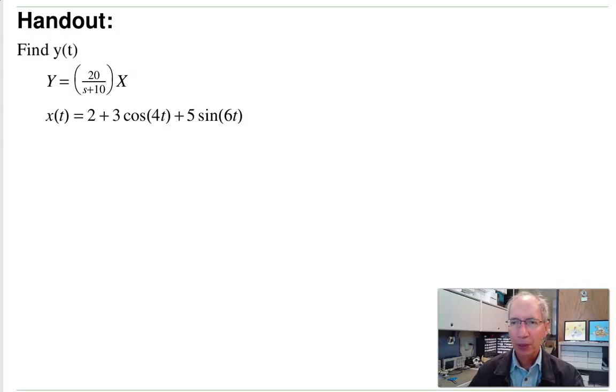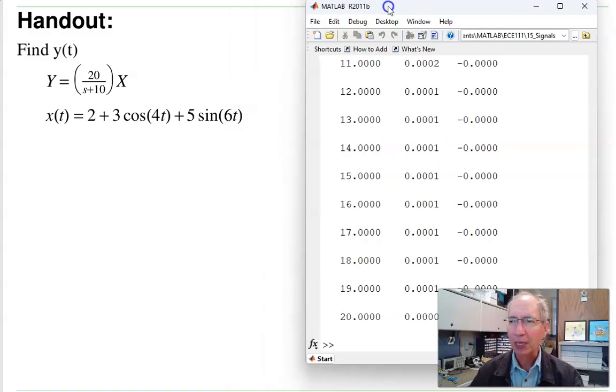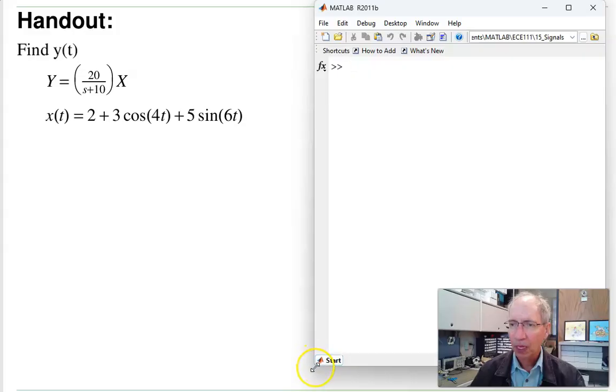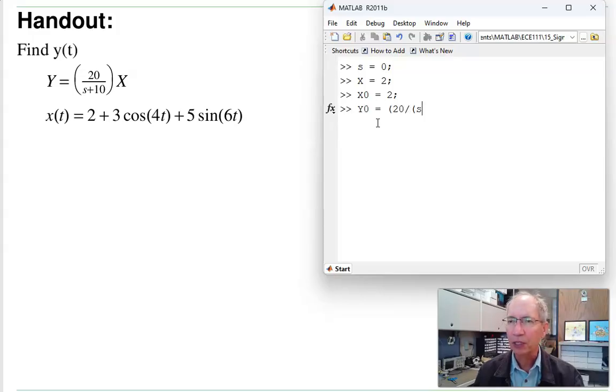Okay, picking up, what I would do is I would solve this in 3 parts. Let's bring up MATLAB. I would have a DC term, something at 4 radians per second, something at 6. At DC, s equals 0, x is equal to 2. And let's do it this way. Here's the DC term. Y0 is the gain, 20 over s plus 10, times x0. There's the DC term.